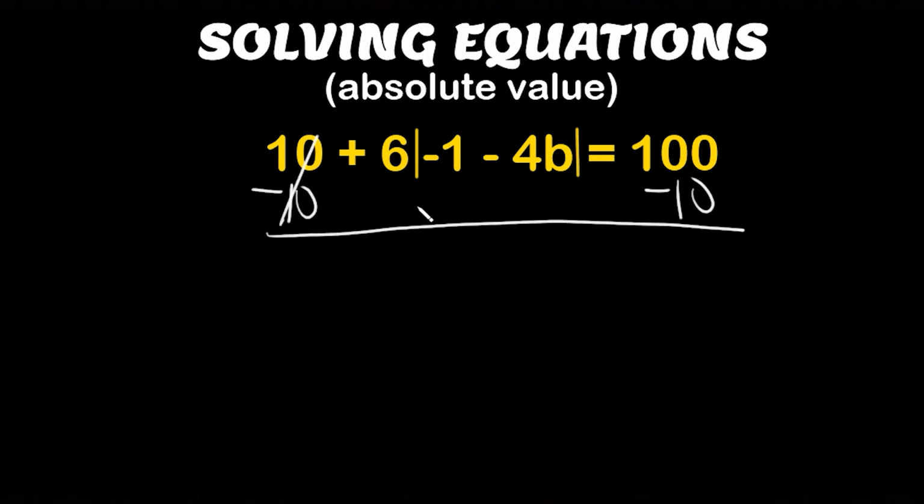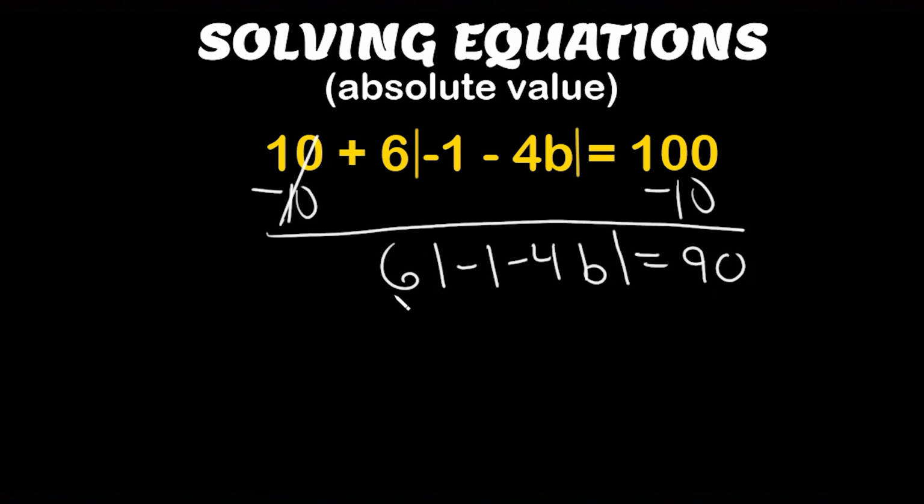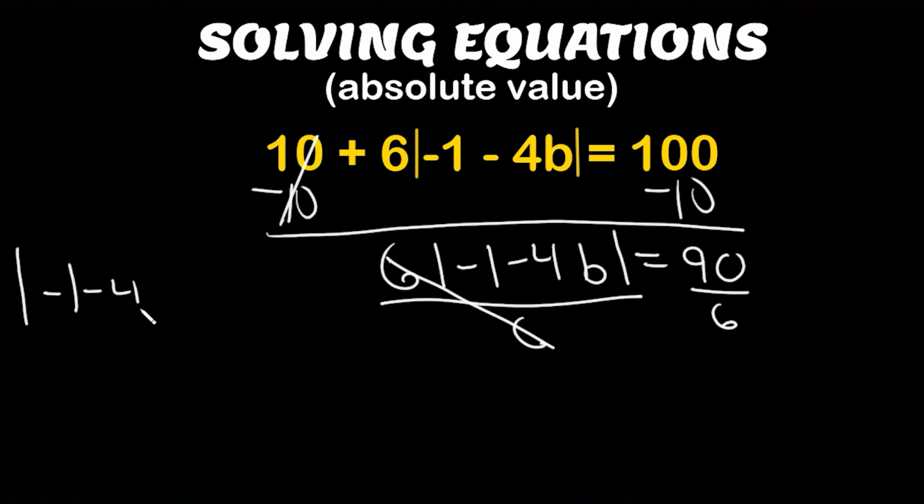This will cancel. So now I have 6 times the absolute value of negative 1 minus 4b, closing that absolute value, equal to 90. From here, I'm going to have to divide both sides by 6. When I do that, the right side is going to be equal to 15. 90 divided by 6 will give me 15. Okay? So I end up with this whole part here. The absolute value of negative 1 minus 4b equal to 15.